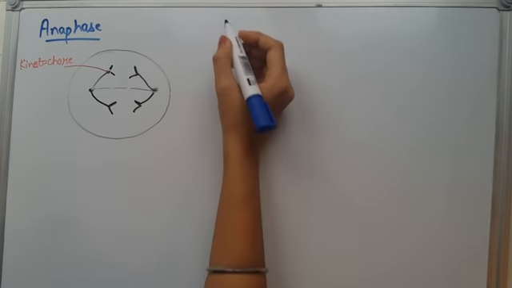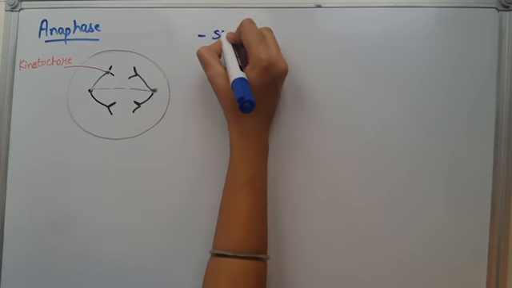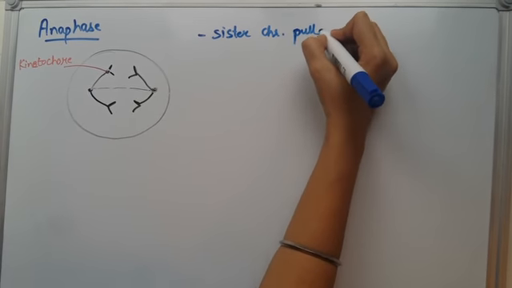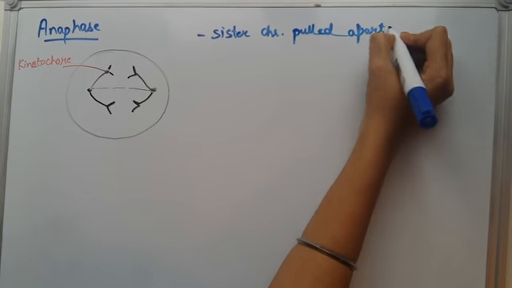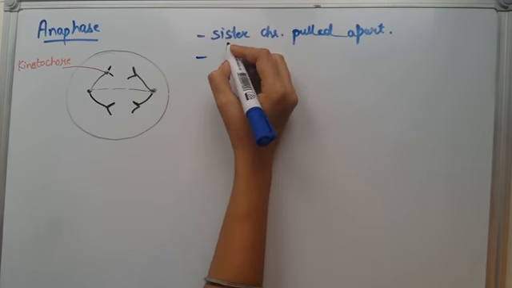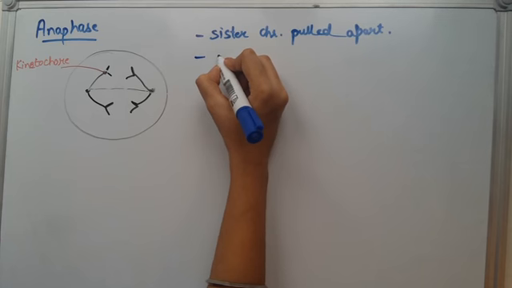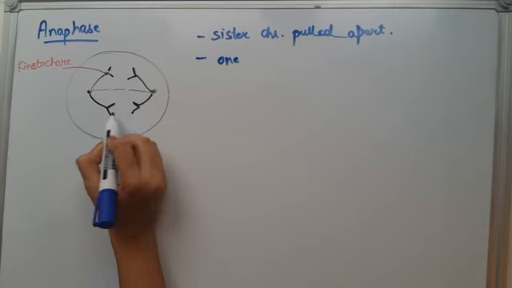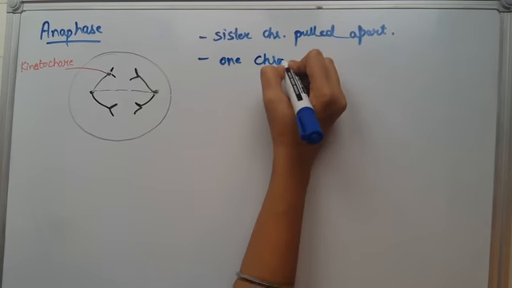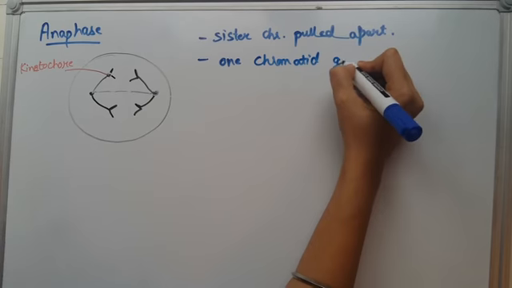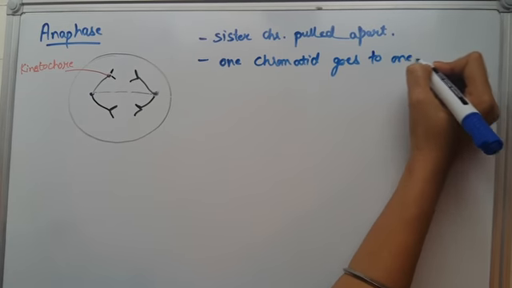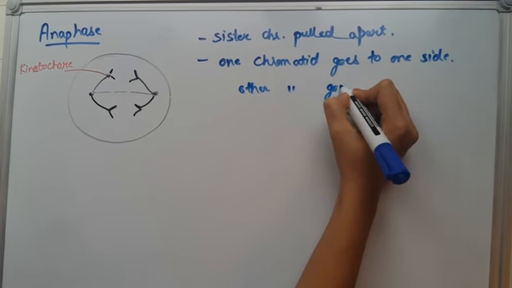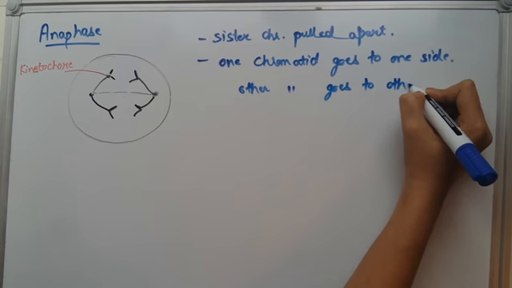So the general point here of anaphase is that sister chromatids are pulled apart by the mitotic spindle. That is, one chromatid goes to one side and the other chromatid goes to the other side.